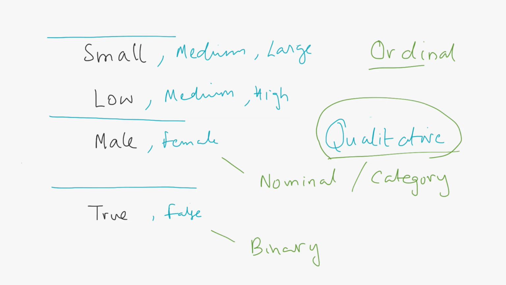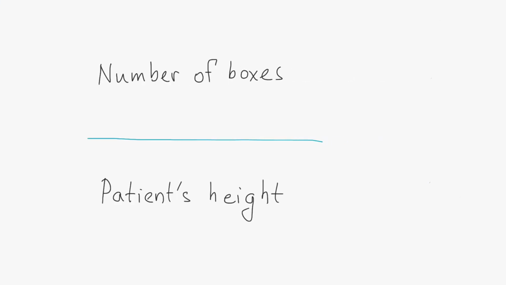Now, if you go to numbers, you can have numbers of boxes, which are more discrete. So it'll go 1, 2, maybe 10, maybe 1 million. Or you could have, on a more continuous scale, the height of a patient, which can start from 0 feet to six feet, or somewhere in between. You could have five feet and 2 inches. So these are more continuous.